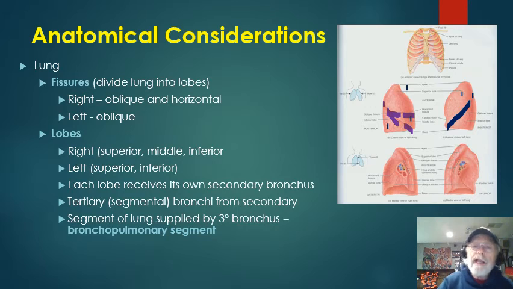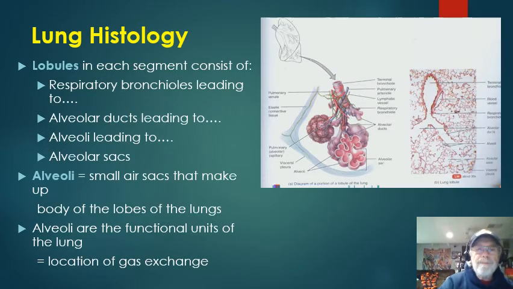Again, each lobe receives a secondary bronchus. The primary bronchus goes into the lung, and once it gets in, I have a secondary bronchus that goes to the upper, middle, and lower lobe on the right, and the upper and lower lobe on the left. Then it goes further and further on down, into what are called bronchopulmonary segments.